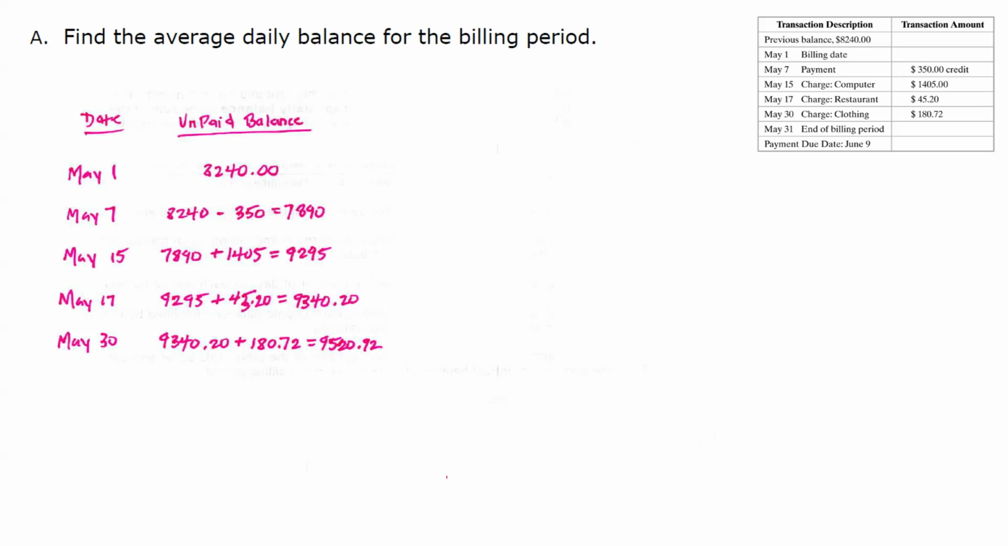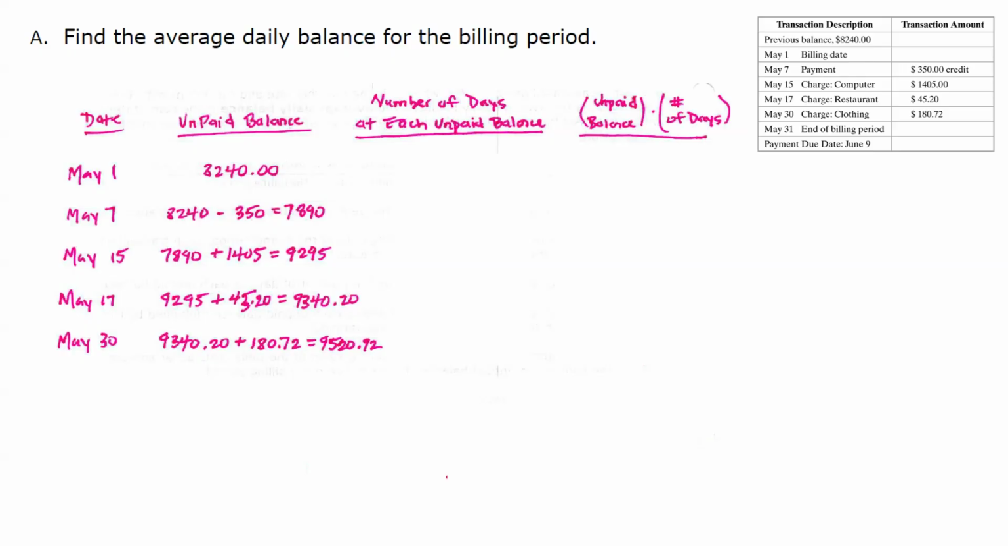Okay. So now we can extend this table by adding two more columns. The next column is going to show the number of days at each unpaid balance. And then the last column is going to show each unpaid balance multiplied by the number of days that the balance is outstanding. So that's the number of days at each unpaid balance, and then the last column, the unpaid balance times the number of days.